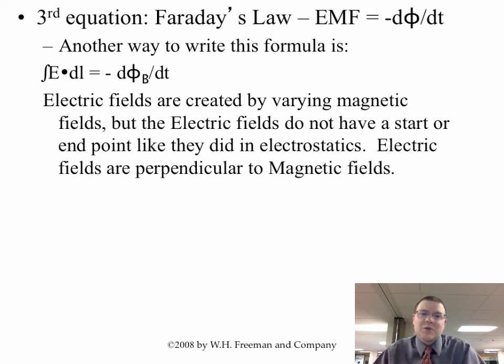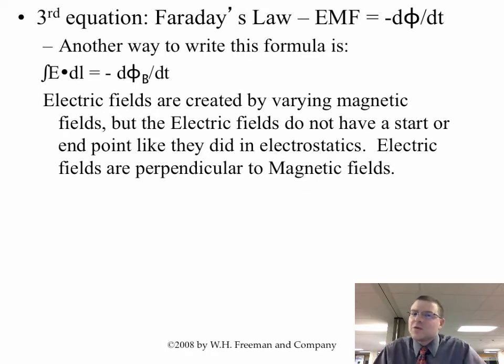Currents only come from a voltage. A voltage is energy given per charge. And if there's a voltage present, we said there must be an electric field present. The electric fields don't have any start and end point like they did with singular charges, but the electric fields are perpendicular to the magnetic fields. So if the magnetic field was into the page and changing, you can have an electric field that was perpendicular to that set up in a wire, push charges and make them move.